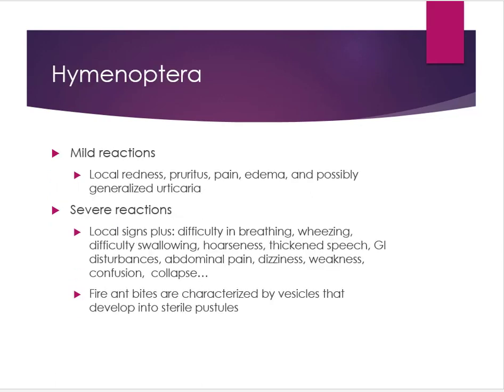So the next thing we're going to talk about is Hymenoptera, and these are bees, hornets, yellow jackets, fire ants, and wasps. They have some antigens in their venom that can cause reactions. It's important to do a good history and a physical exam to assess what the area where the bite looks like, if there's been any severe reactions including anaphylaxis, and it's important to assess for hives, difficulty breathing, wheezing, difficulty swallowing, changes in speech.